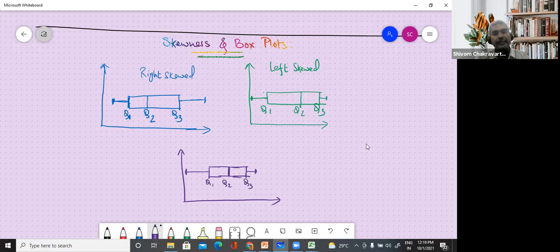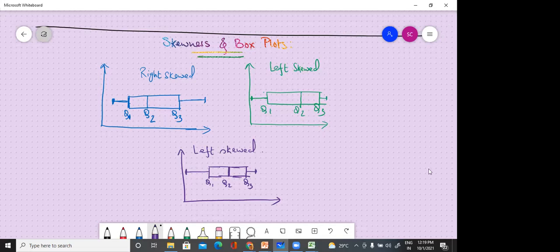Now only the length of the whisker can also determine whether it is left skewed or right skewed. Here it is definitely left skewed because this whisker is much longer. So this is a very nice, interesting relationship between box plot and skewness. I hope you enjoyed this.